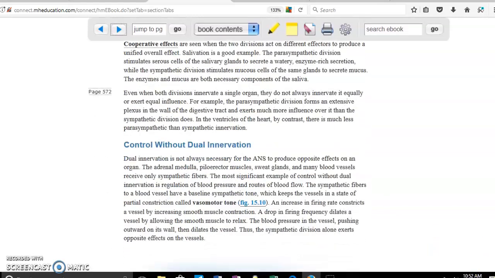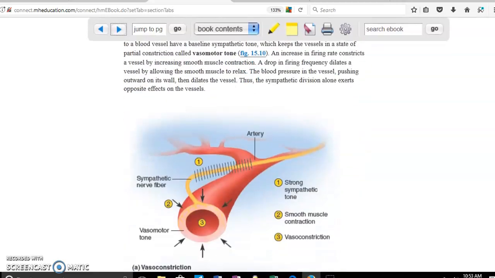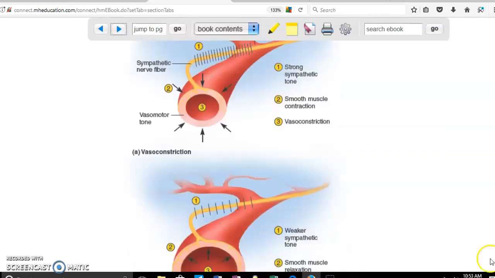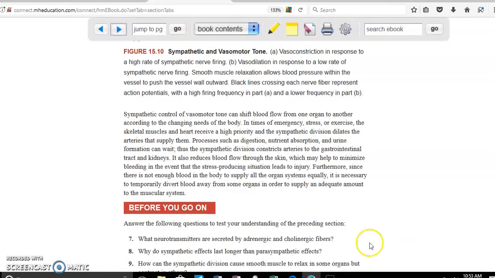But there are some cases in which, as you can see here, there is control without dual innervation. In this case, blood vessels are basically one of them. Most of the time, this is going to be the sympathetic. So you have right here the sympathetic nervous system. As you can see here, sympathetic fibers are constantly making this blood vessel smaller. When you want to dilate this, the stimulus is less. You see here the stimulus is more, so this is always constricted. So when you want to dilate, the stimulus is less, and the blood vessel is going to dilate, as you can see right here. So if we just keep scrolling down, that's it for this part.